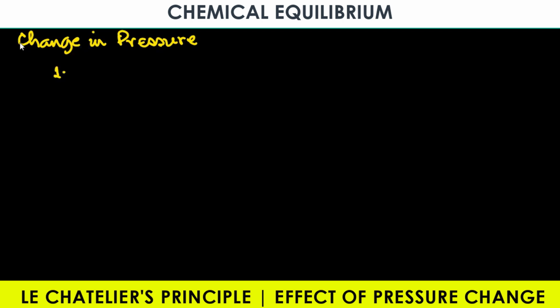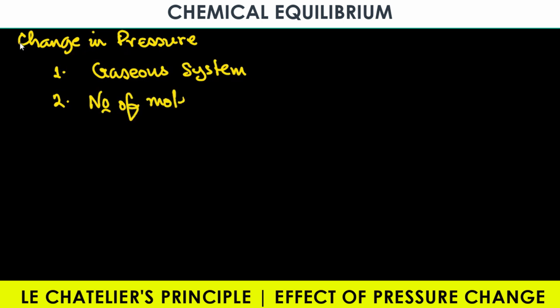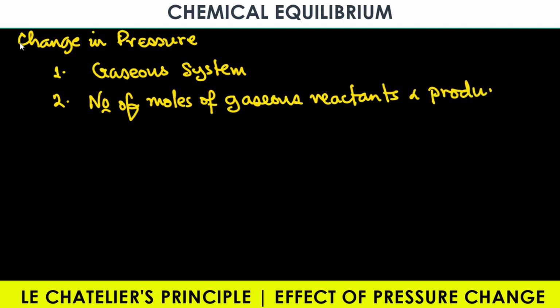One, it must be what? A gaseous system. And two, the number of moles of the gaseous molecules of the reactants and products must not be what? Equal. Number of moles of gaseous reactants and products must not be equal.